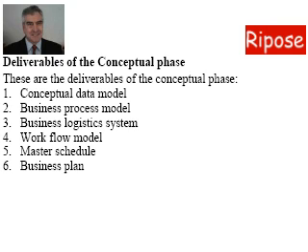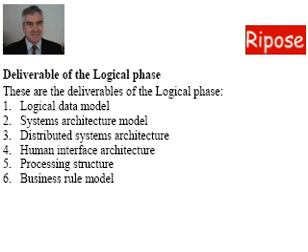In row 3, the logical scope, the deliverables are 1. The logical data model, an extension to the conceptual data model, which was developed through multiple brainstorming sessions. 2. Systems architecture model, an extension to the business process model, also delivered through multiple brainstorming sessions. 3. Distributed systems architecture, an extension to the business logistics system. 4. Human interface architecture, an extension to the workflow model. 5. Processing structure, an extension to the master schedule, which is also dependent on the brainstorming for its development. And 6, the business rule model, an extension to the business plan.